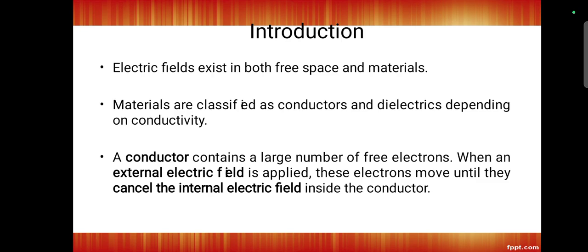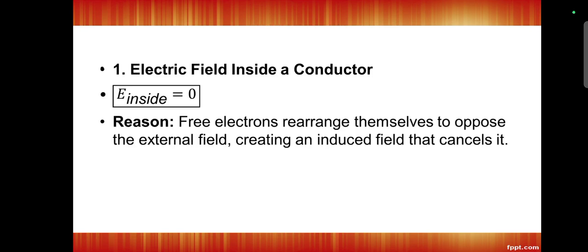So first of all, what is a conductor? A conductor consists of a large number of free electrons. When an external electric field is applied, these electrons move until they cancel the internal electric field inside the conductor. So, the conductors have some basic properties. Let us list them one by one.